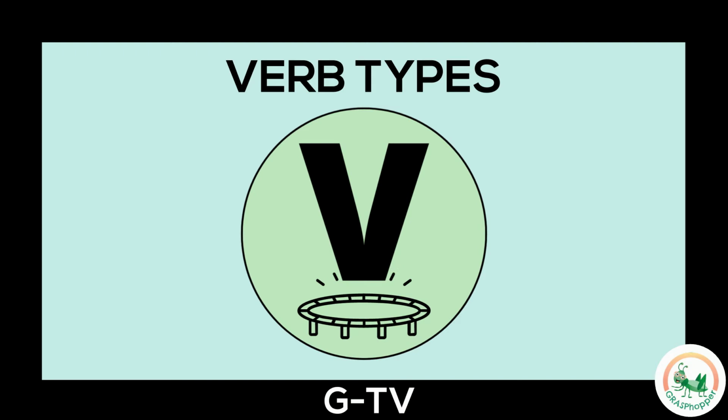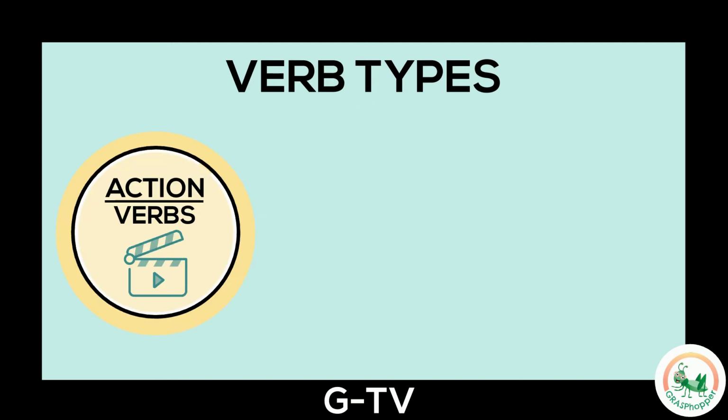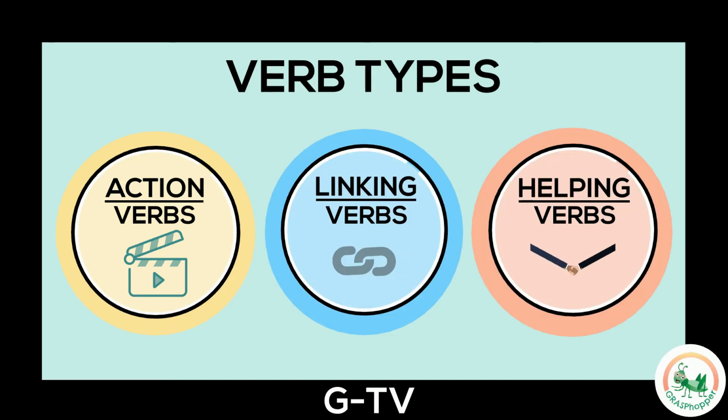Sentences can have different types of verbs. 3 types of verbs are action, linking, and helping. Let's take a look at each type of verb.